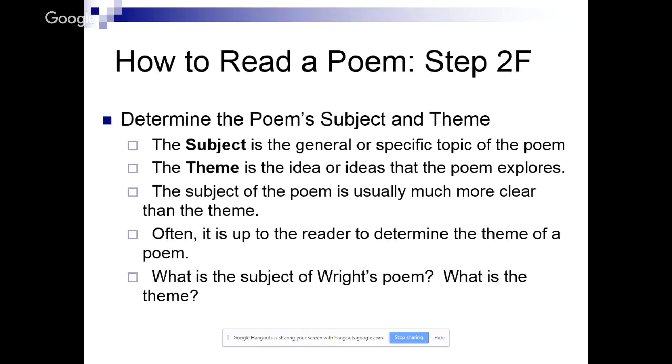But oftentimes it's up to the reader, based on what the poet presents to us, to determine the theme or main idea of the work. So, what's the subject of Wright's poem? What is the topic he's discussing? The town, specifically the football stadium, but I think there's a lot of small towns that can be defined by their high school football team. Okay, so what are some of the ideas that this is expressing?